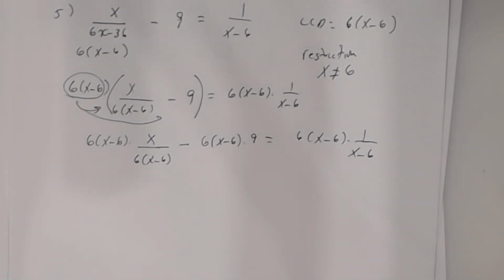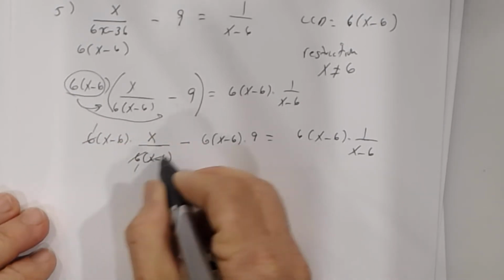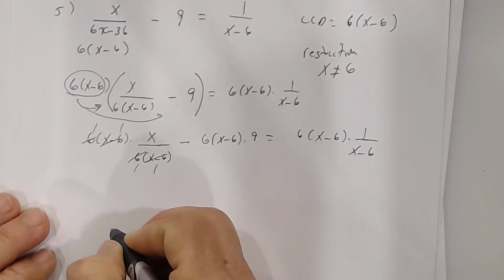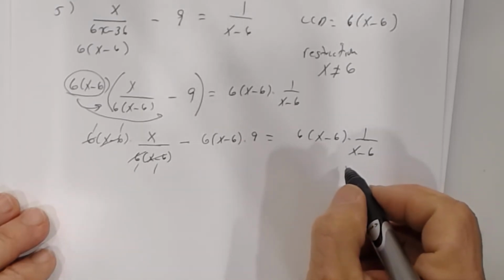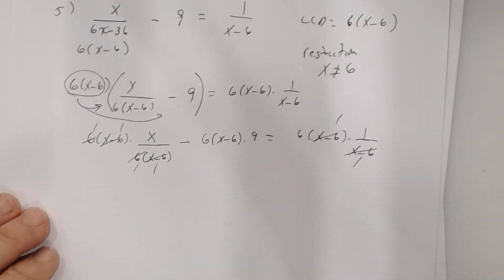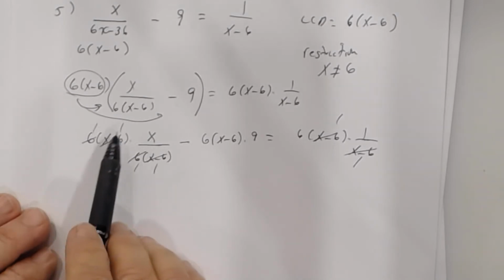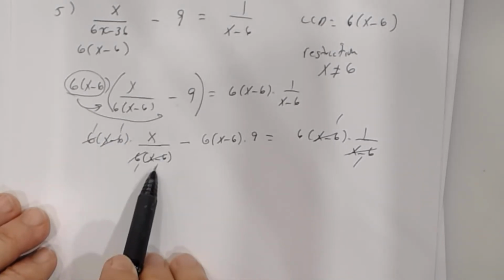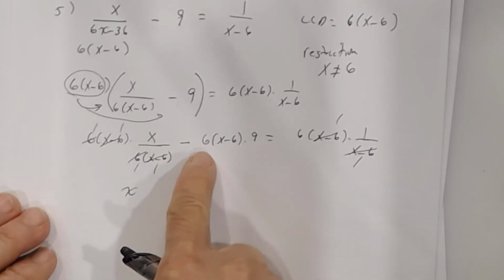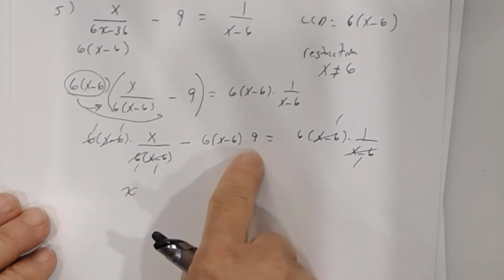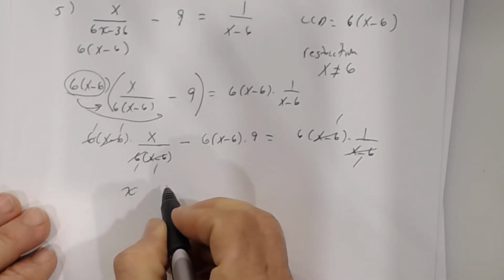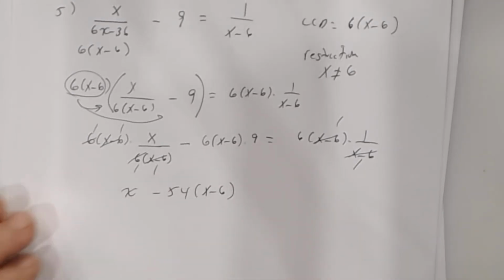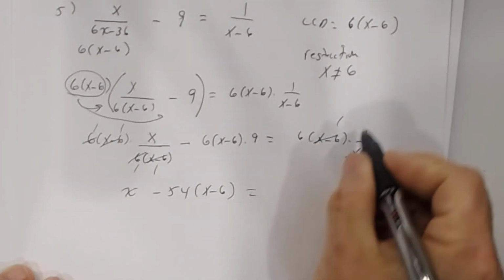Now the next step is to reduce. The 6s divide out. The x minus 6s divide out. And on the other side, the right-hand side, the x minus 6s divide out. All right. So I have 1 times 1 times x, which is what? X. All right. Now listen carefully to what I'm about to do. I have a negative 6 times x minus 6 times a positive 9 is a what? Negative 54 times what? X minus 6. 6 times 9 is 54, right? Okay, so write it like that. Equal, and what is that equal to on the other side? 6, very good. 6 times 1 times 1 is 6.